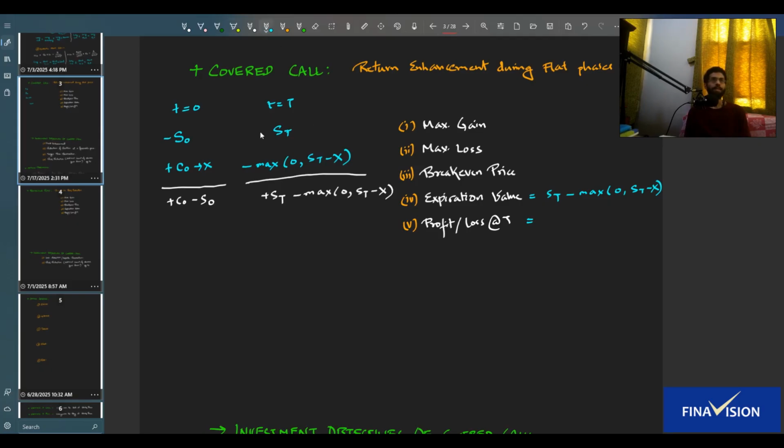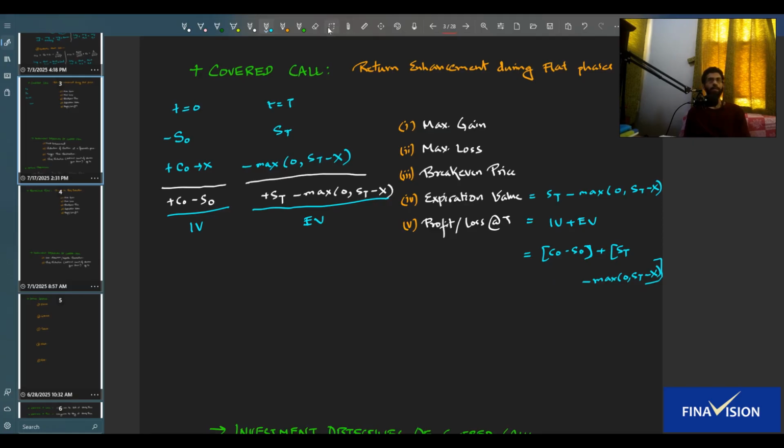So this means, let's say this is the initial cash flow, C0 minus S0, and the final cash flow, or the cash flow at expiry, the expiry value, this is EV, right? So profit or loss will be basically initial value plus expiry value cash flows. This is equal to nothing but C0 minus S0 plus ST minus max of either 0 or ST minus X, right? This is the profit or loss at expiry at time t, right?